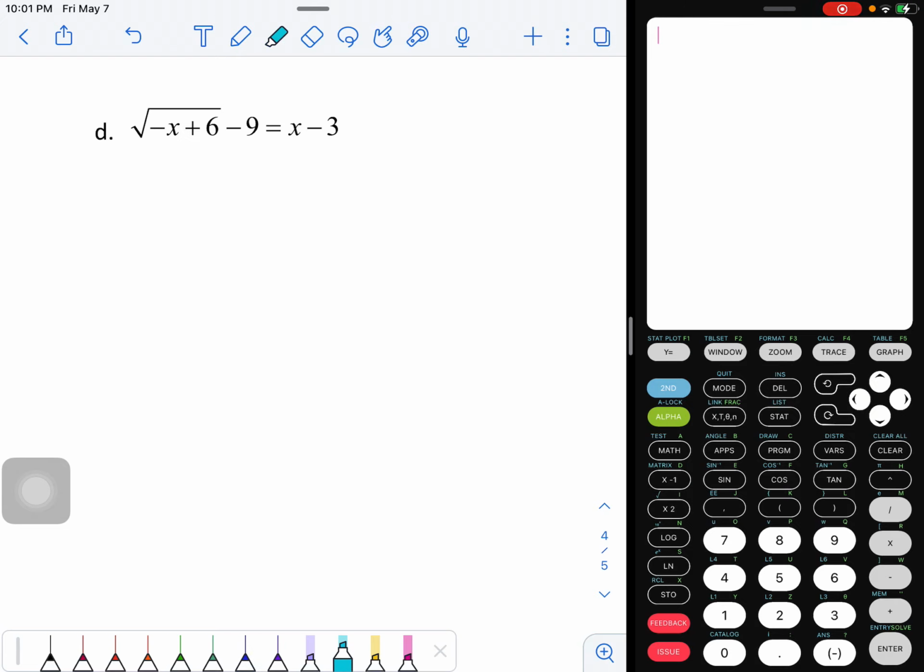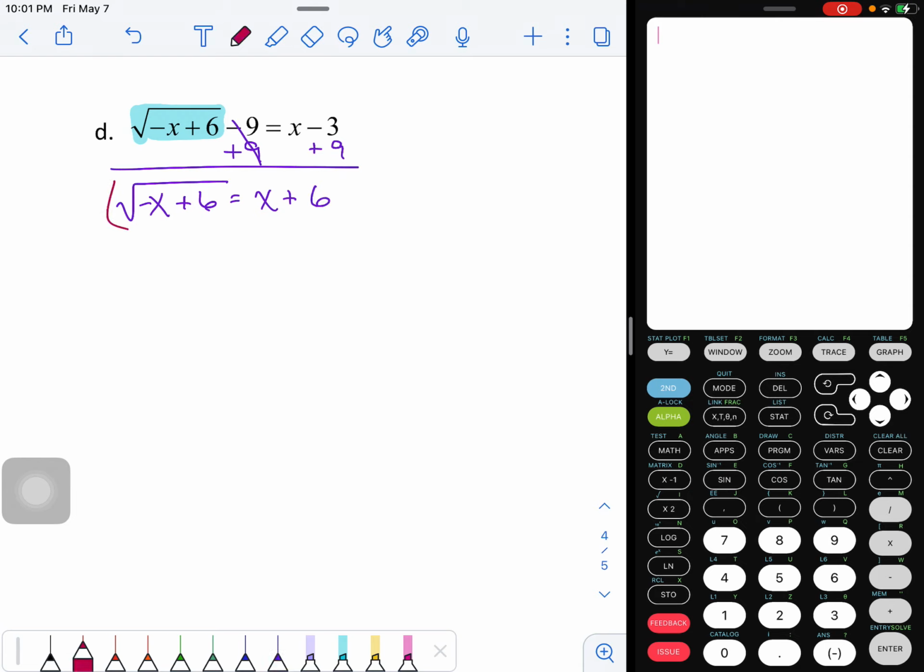All right, so problem part D, I'm going to find the radical. Right here is my radical, and I want to get it isolated. So I need to add 9 to get rid of that. So I'm going to add 9 to both sides. So square root of negative x plus 6 is equal to x plus 6.